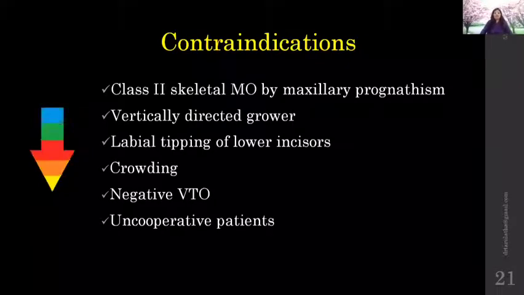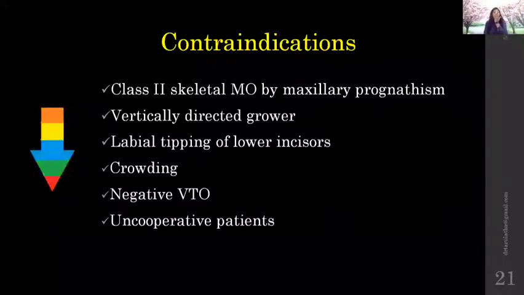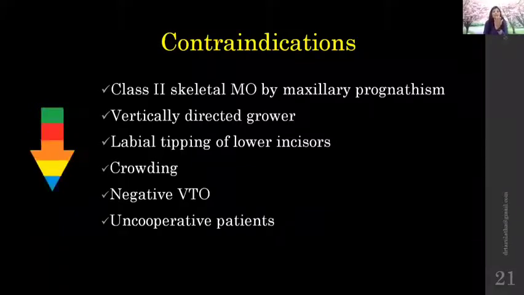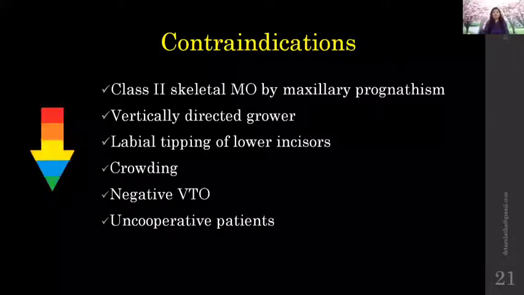And apart from that, when you notice that the patient is having excessive vertically directed growth, he is a vertical grower like this, the mandible grows downward and he has a long narrow face, do not tend to give this appliance. Labially tipped lower incisors. If the lower incisors are tipped like that, you should not give. Usually we measure the lower incisor tipping by lower incisor to mandibular plane angle. If it is 90 plus or minus 3 degrees, it is okay. If it is more than that, you should not give this twin block appliance.